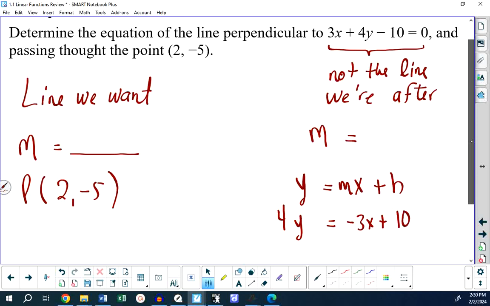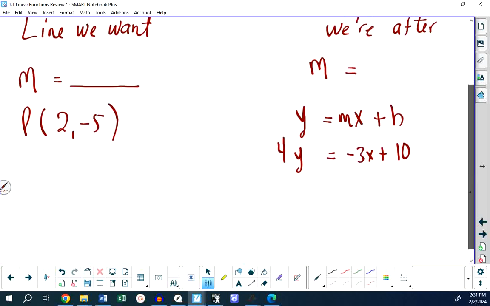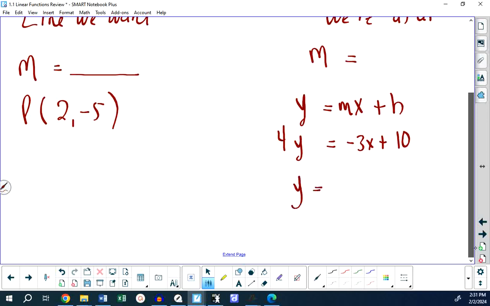I think most of you would see immediately that the slope of this line is -3/4, because I still have to divide everything by 4. When I do that, I get this, plus, quite frankly, I don't care. My work here is done, right? Well, not really done, but this part of it's done. Now I know the slope.